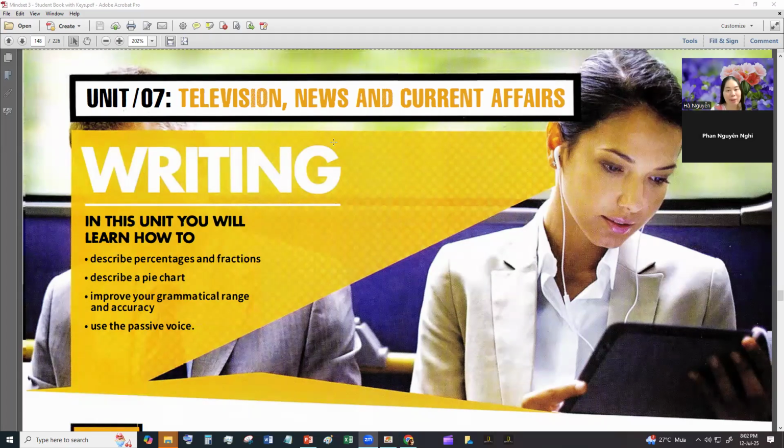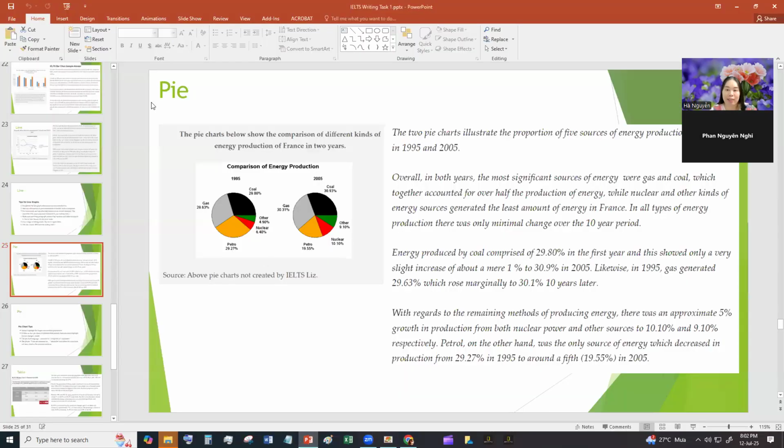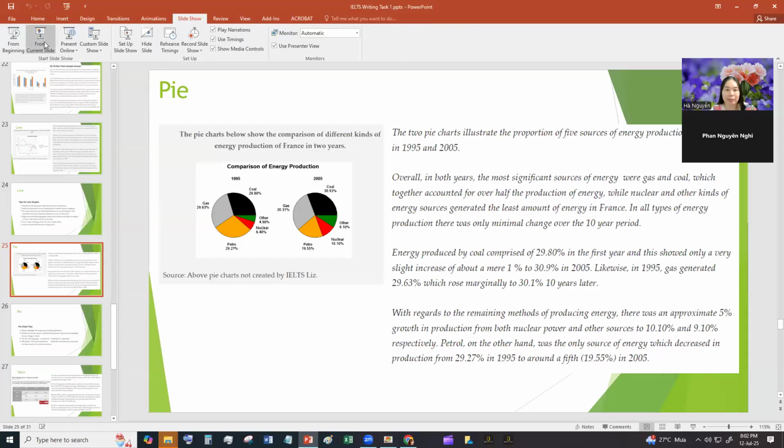Thank you very much. So the focus of Unit 7 is, again, IELTS writing task 1. However, the task type is pie chart. So before we go into detailed practice, I'd like you to have a look at a pie chart and discuss the pie chart as well as analyze the sample answer. So here it is.